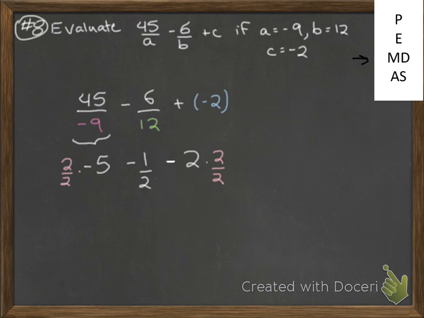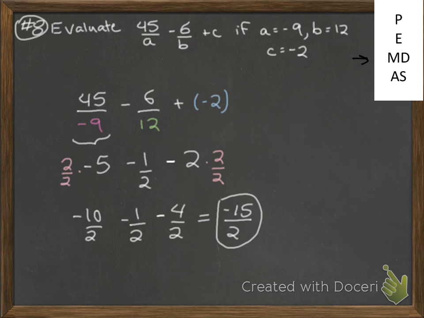So 2 times negative 5 is negative 10. So negative 10 over 2 minus 1 over 2 minus 4 over 2. Okay, and at this point, it's kind of weird that everything is negative, but that's how it worked out. But everything is going to be over 2, so we can just tally up the numerators, right? Negative 10 minus 1, that's going to be negative 11. Negative 11 minus 4 is negative 15. So that would be your final answer.